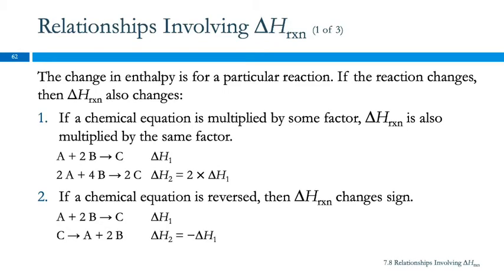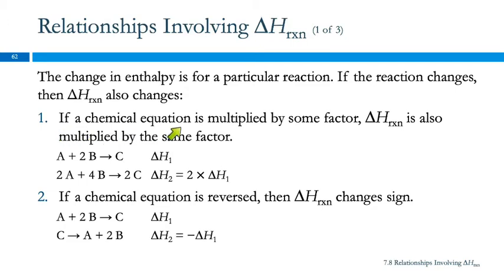Okay, let's look at some relationships involving the heat of reaction. So, this change in enthalpy is for a specific chemical reaction. If the reaction changes, then delta H has to change also. So sometimes we manipulate our chemical equations, and these are the rules for if you do this to the equation, what do you do to delta H?